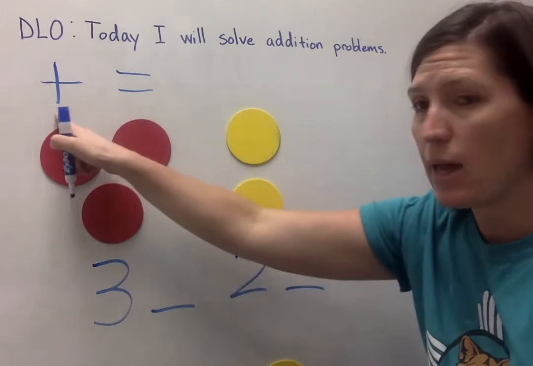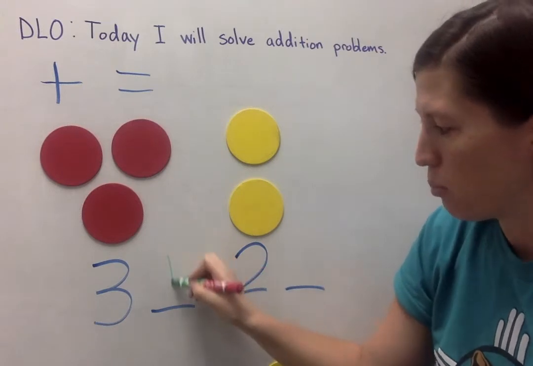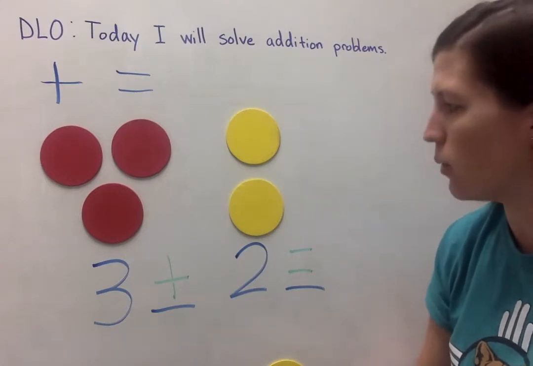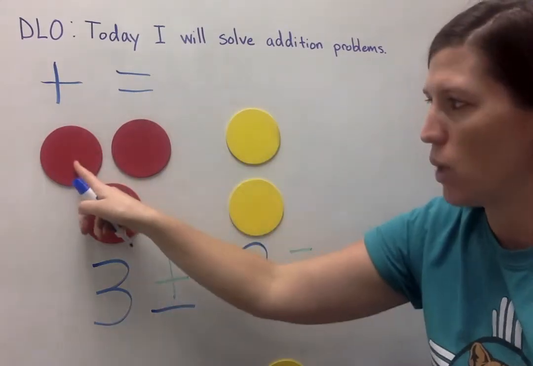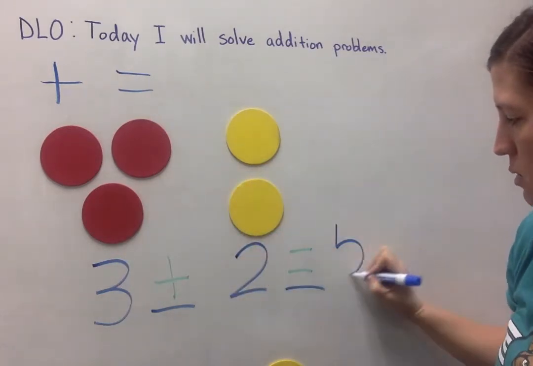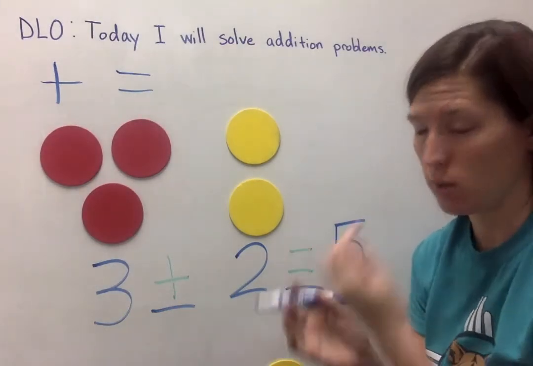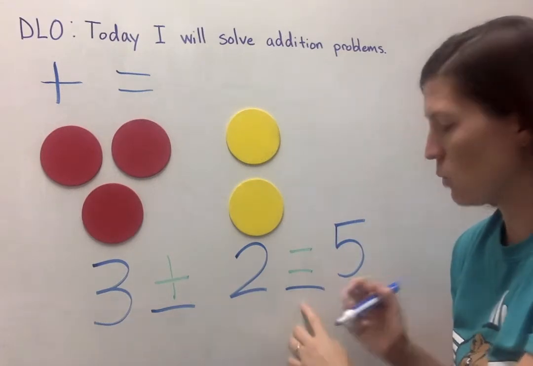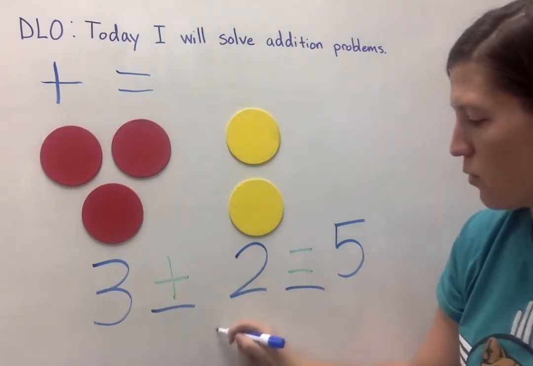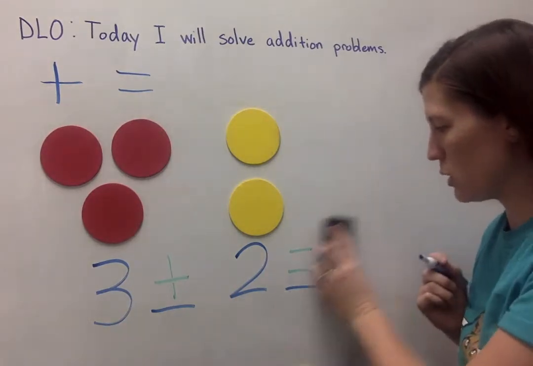Let's see. If I'm adding, I need to put my plus sign here. I use a different color so you can see. 3 plus 2 equals, let's count, all together. 1, 2, 3, 4, 5. My sum is 5. The sum is your answer, the solution. 3 plus 2. Here's my equals. Equal means the same because 3 plus 2 is 5. 5 equals 5.